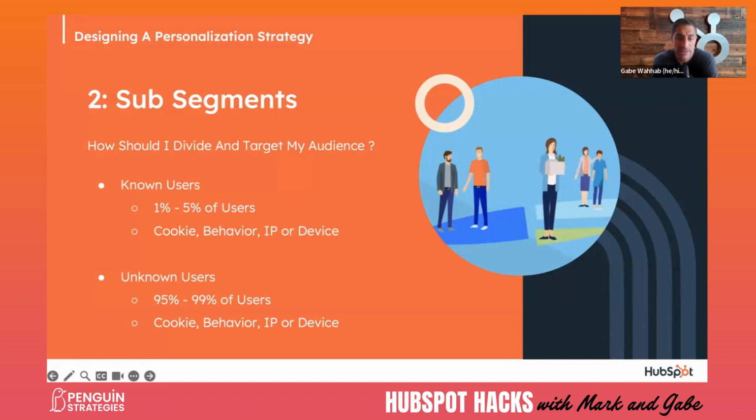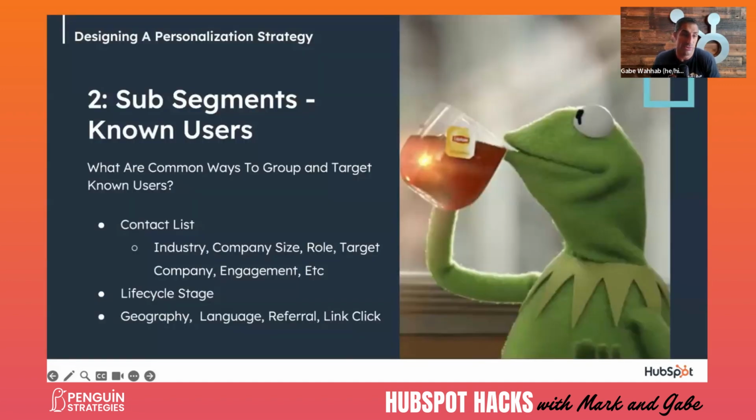So we have to plan subsegments for both our known and unknown users. And so we can first look at our known users. Typically when you think about personalization, what comes to mind is these known users. We know who they are typically by a cookie that gets set when they fill out a form, and we can be very specific with that targeting.